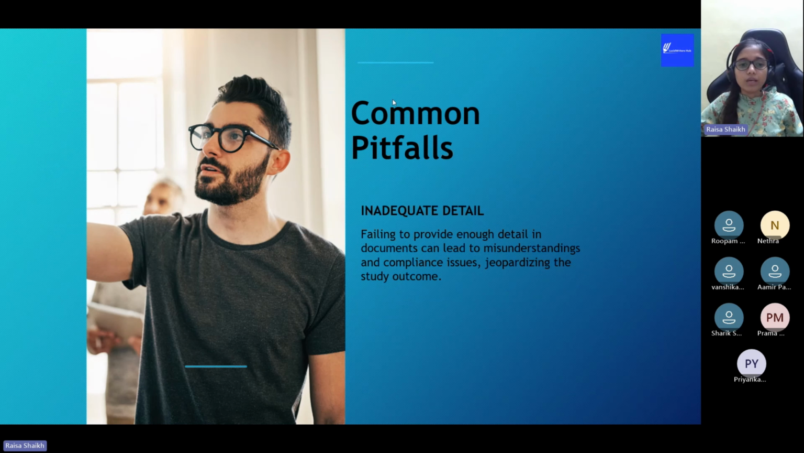Common pitfalls. Okay. So inadequate detail. Sometimes it may happen that you don't provide sufficient details, even though I said that there should be no jargon, no very high level vocabulary. You should use clear scientific language and write the documents. It does not mean that you should not provide sufficient details. The data should be sufficient, the detail should be sufficient, and there should be no dual interpretation of any sentence. There should be only single interpretation of each of your sentences. Okay. Otherwise it will affect the study outcome, the study results.